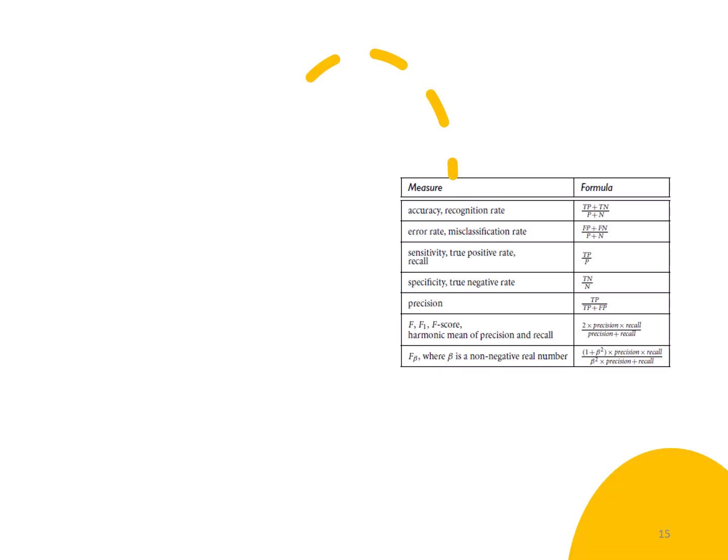The formulas are given for the measures. Accuracy equals TP plus TN divided by P plus N. Error rate is given by FP plus FN divided by P plus N. Sensitivity is TP by P. Specificity is TN by N. Precision is TP by TP plus FP. And F1 score is 2 times precision times recall divided by precision plus recall. Then F beta is also given: 1 plus beta squared times precision times recall, divided by beta squared times precision plus recall.